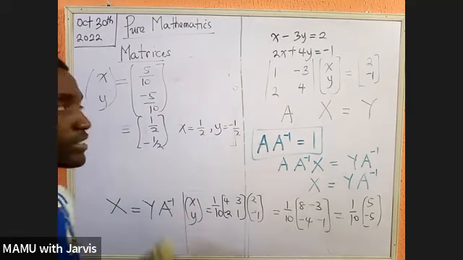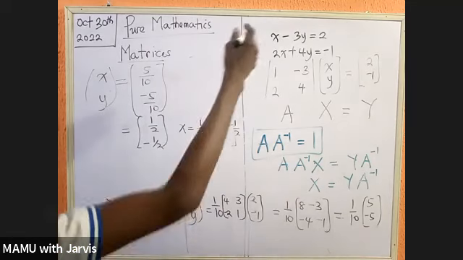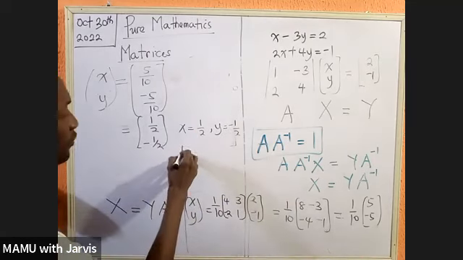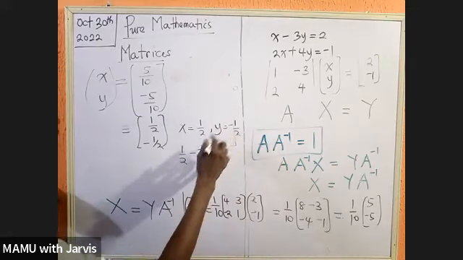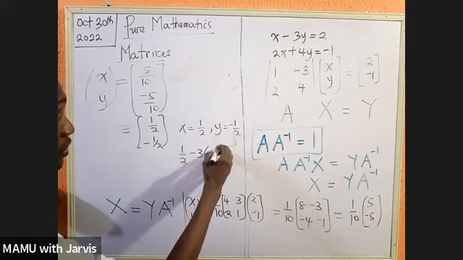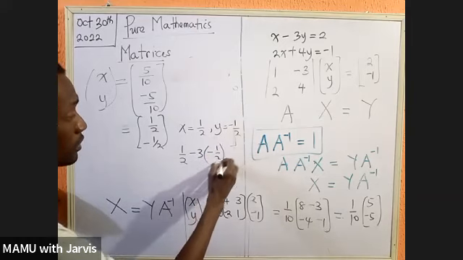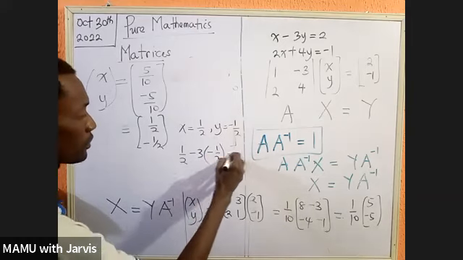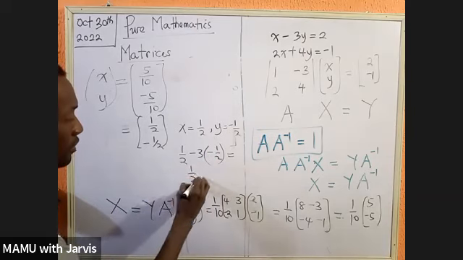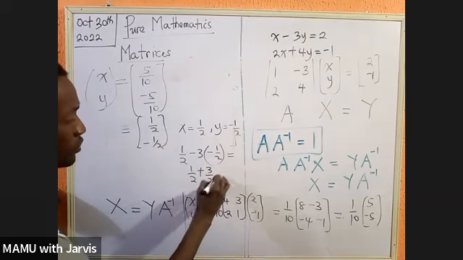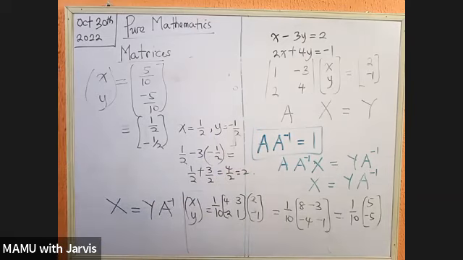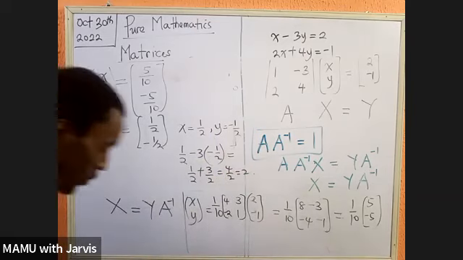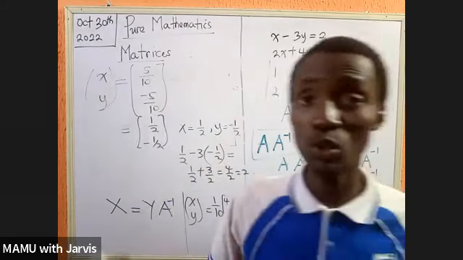So what you do next is to check. We can check in the equation: X is half, minus 3 into, this is minus half, so that's minus 1/2. What will this give you? This will be half plus 3/2, and that is what? 4/2, which is 2. So which means that what I have done is actually correct.